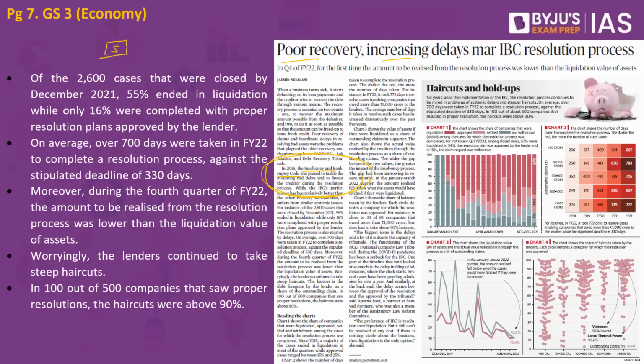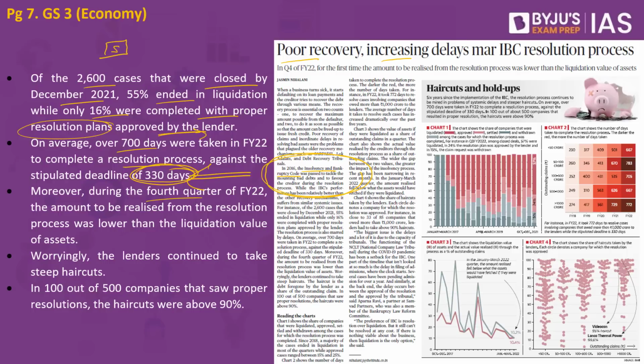What are these issues? Of the 2,600 cases that were closed by December 2021, 55% ended in liquidation, while only 16% were completed with proper resolution plans approved by the lender. On average, over 700 days were taken in financial year 2022 to complete a resolution process, but the deadline prescribed under this Act is 330 days. So the time taken is far in excess of what is given in the statutory provision.